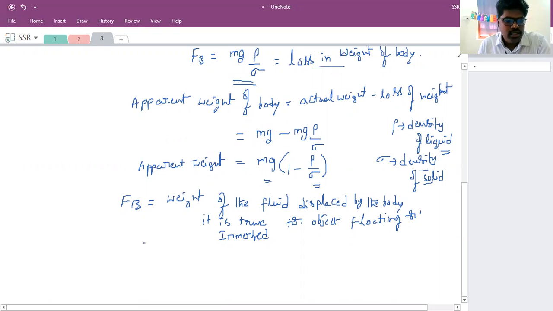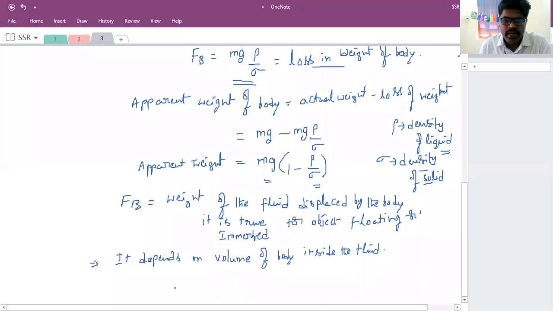So this is about FB. Next, the force of buoyancy is independent of the mass, size and density of the body. Here you can see the value is rho, the density of the liquid, into V, the volume of the liquid, into g. So it is independent of the mass, size and density of the body, and it depends on the volume of the body inside the fluid. How much volume is inside the fluid is what is important.